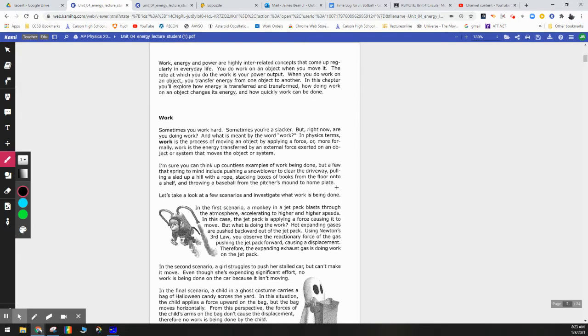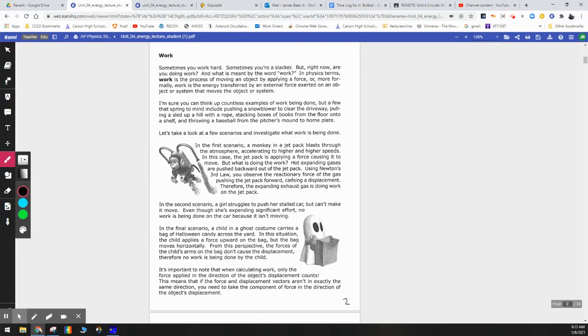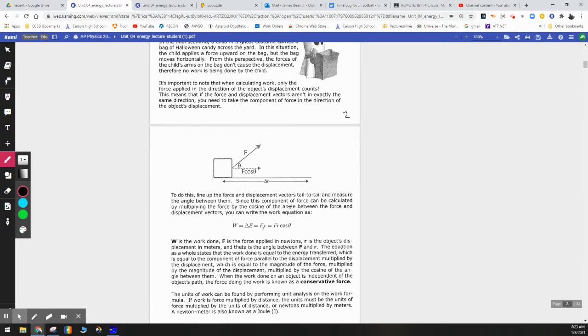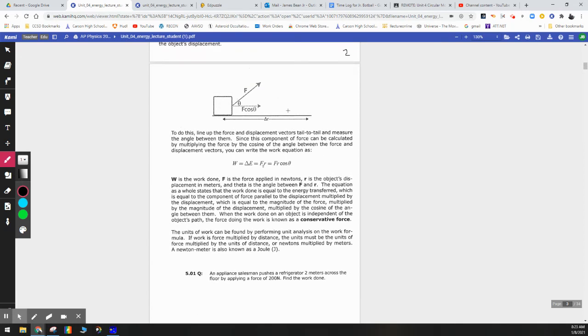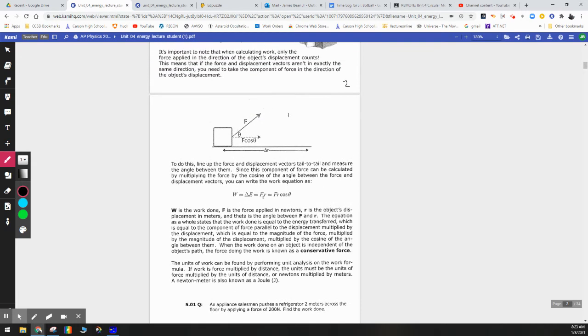Now, you should already have this from the initial study guide, but if you need to review work, there's some more reading here to help you with your understanding of work. We'll scroll down here, and we want to stop and focus on this part right here. What this whole equation here means is, let me go ahead and get a red here, this is kind of like a mathematical formula for work.